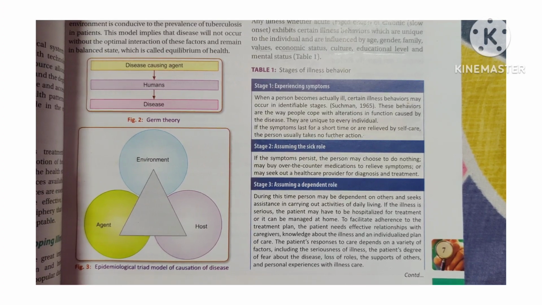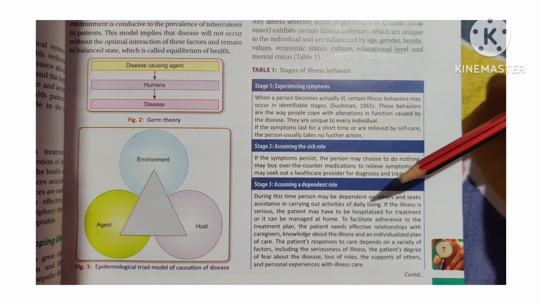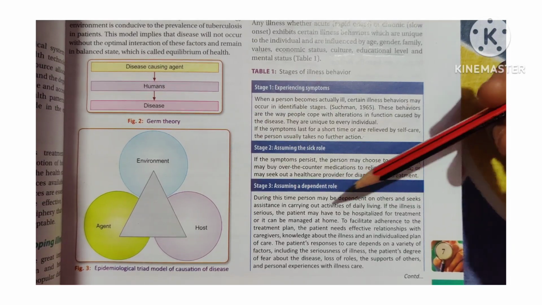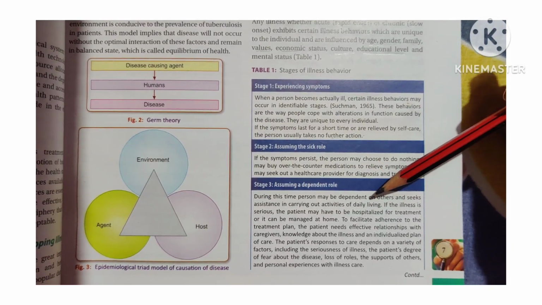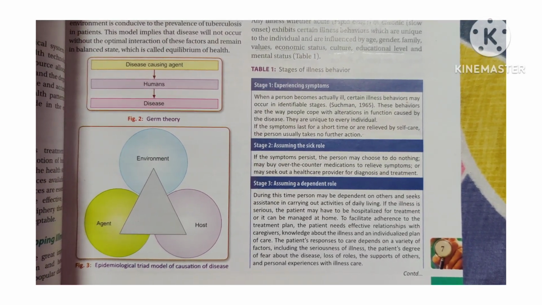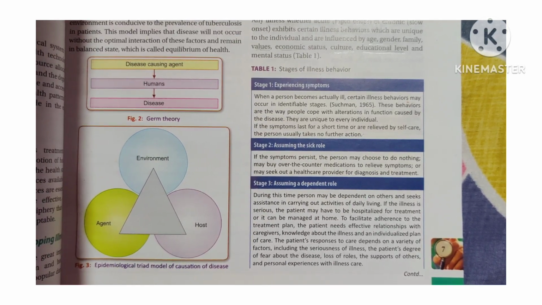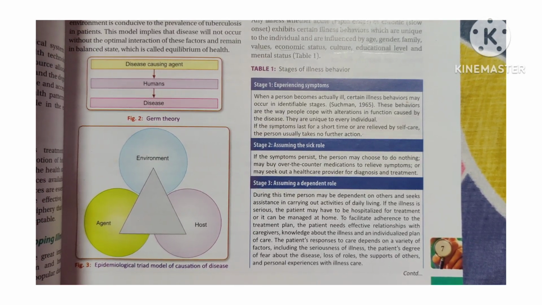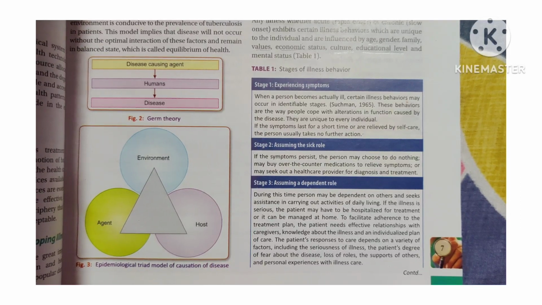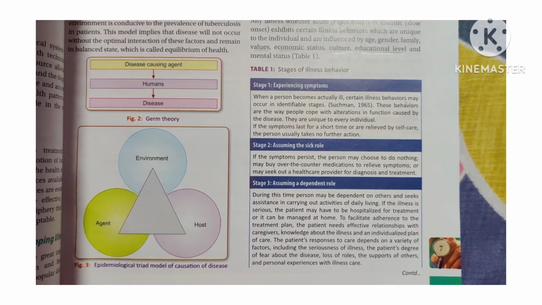Next is stage 3. Stage 3 is assuming a dependent role. During this time, the person may be dependent on others and seeks assistance in carrying out his ADL, that is, activities of daily living. Whenever you are very tired, having fever for 4-5 days continuously, and not able to get up, you will be taking the help of your family members. Your family members will be feeding you, taking you to bath, and so on. So you will be getting the help of others.